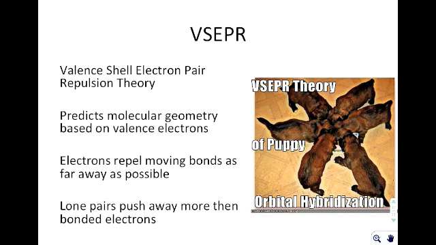So now we come to VSEPR. VSEPR stands for valence shell electron pair repulsion theory, and it predicts the molecular geometry based on valence electrons, be they bonded or be they a lone pair. So it's based on the idea from Coulomb's law that electrons will repel each other as far away as possible, and the fact that lone pairs push away more than any other.